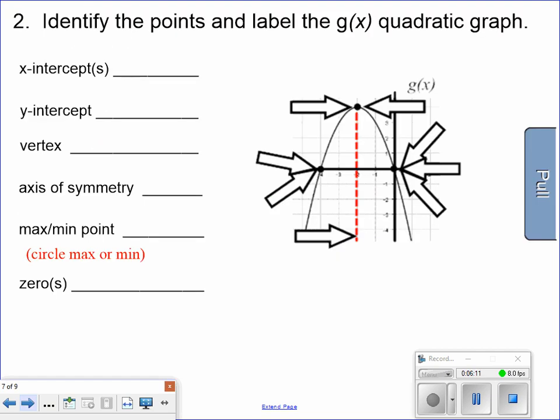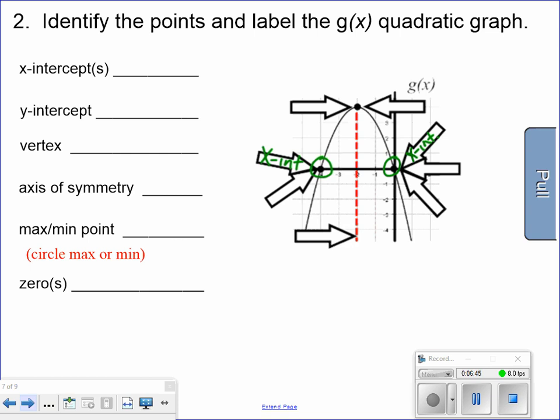When we look at a quadratic graph, again, we have some things that are the same. We're still looking for x-intercepts, y-intercepts, and zeros. And then we're adding some new things in, such as vertex, axis of symmetry, minimum, and maximum. So let's start with the x-intercepts. Remember that your x-intercepts are where it crosses the x-axis, so that would be these 2 points right here. So we've got 2 of them. Looks like this graph is going by 1s.